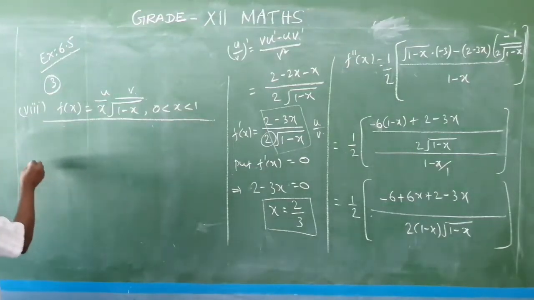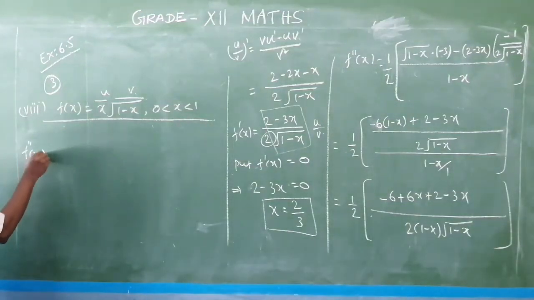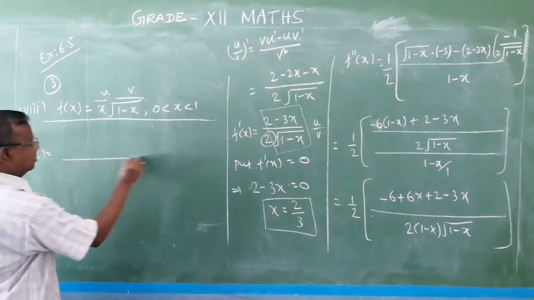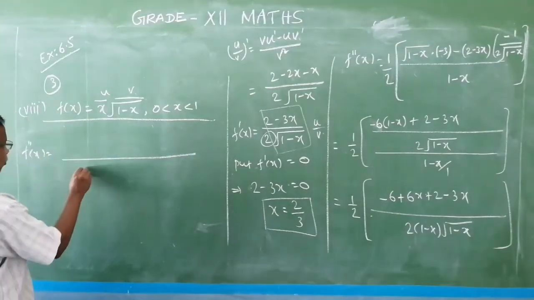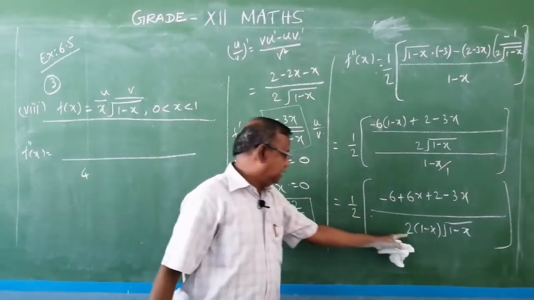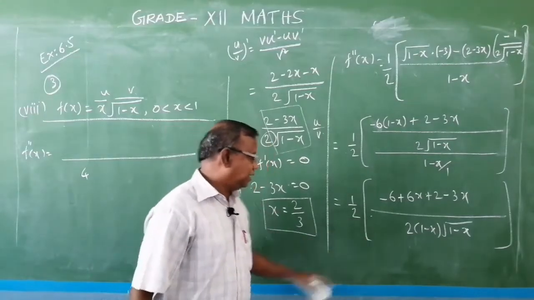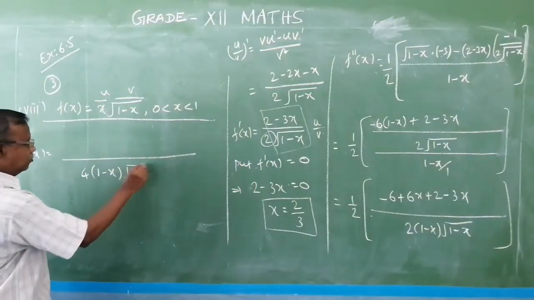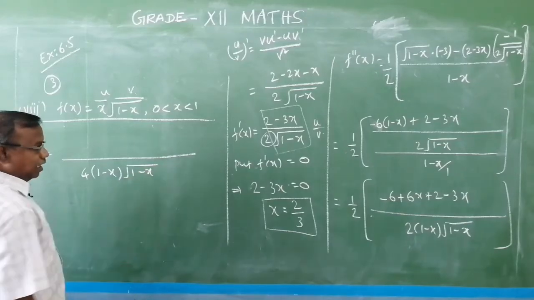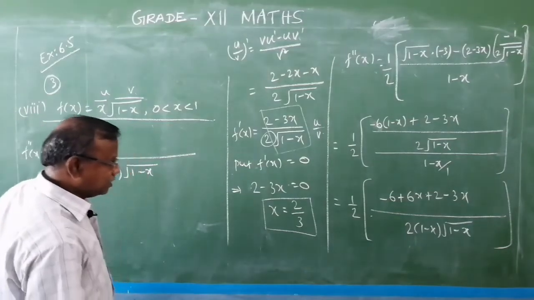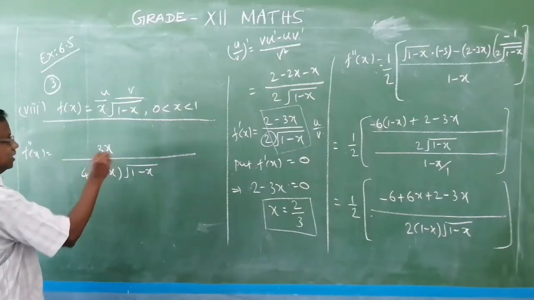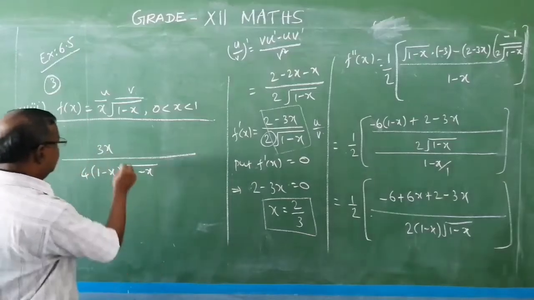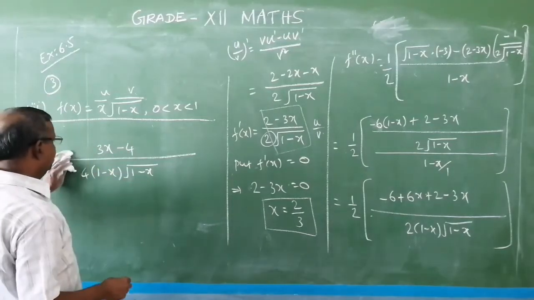Now, f double dash of x equal to 4. I am multiplying 1 by 2 with the denominator, I mean 2 into with the denominator, 4 into 1 minus x into root of 1 minus x, and the numerator becomes 6x minus 3x equal to 3x and minus 4 plus 2 equal to minus 4.